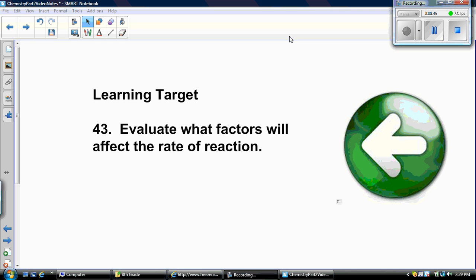Okay, so now you should have an idea of ways that we can increase rates of reaction to allow chemicals to react faster, and ways that we can slow it down.